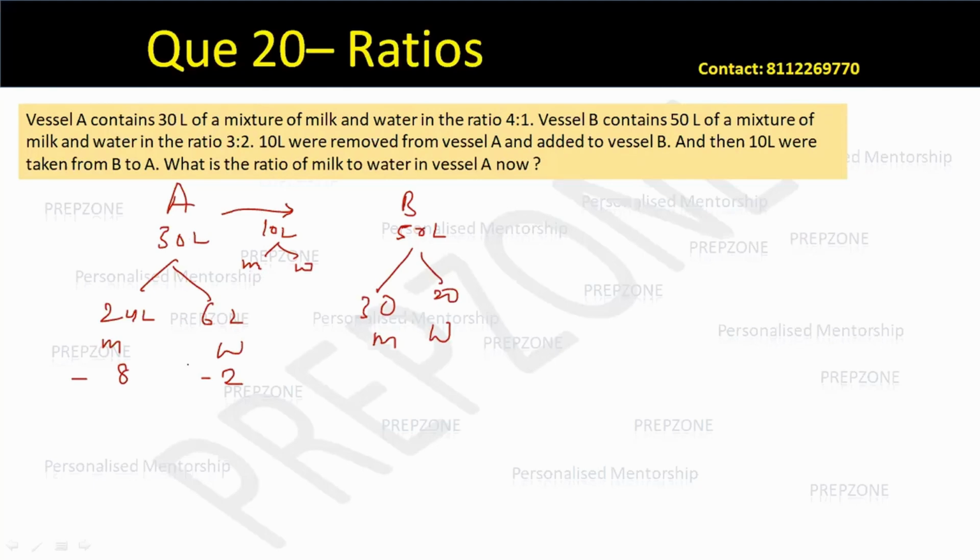Yeah. Right, Chetna? So कितना है? This is 6 and this is 16 and this is 4. Okay. And then यहाँ पे? And we are adding 10 liters from B to A, so the ratio will be 10 into 1/5 of milk here. That will go in A.